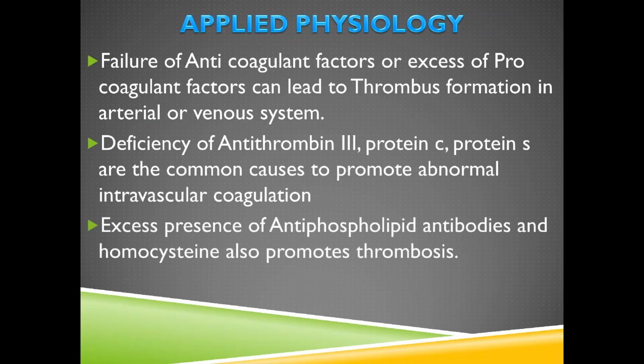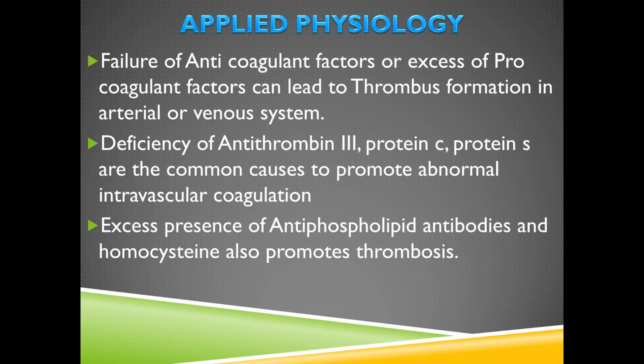And the excessive presence of antiphospholipid antibodies and homocysteine also promote thrombosis. So nowadays we always do an estimation of homocysteine when we do a routine master health checkup for any individual. And if the homocysteine levels are high, they are supposed to be prothrombotic. That is the reason why they can develop acute coronary syndrome.